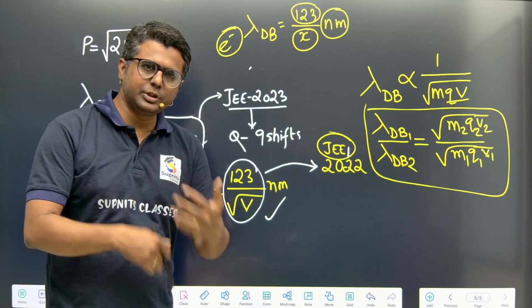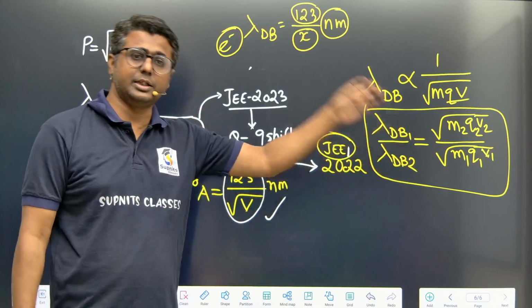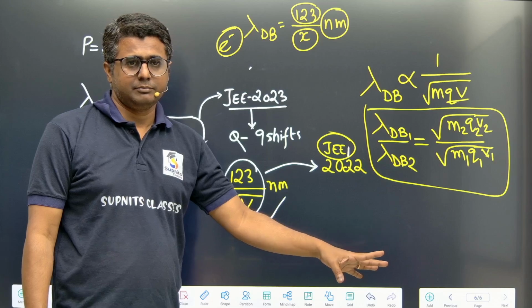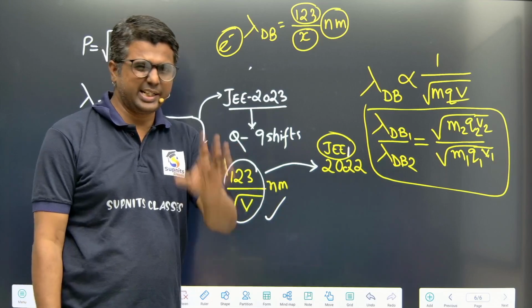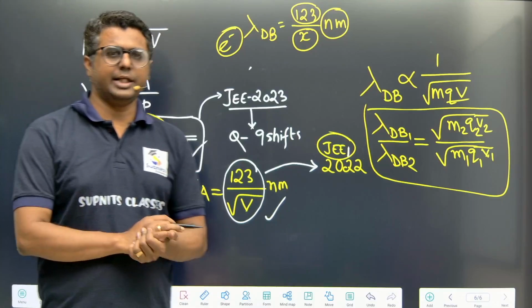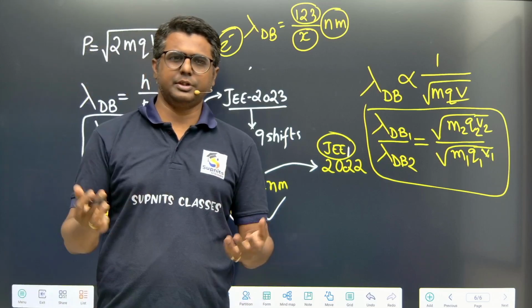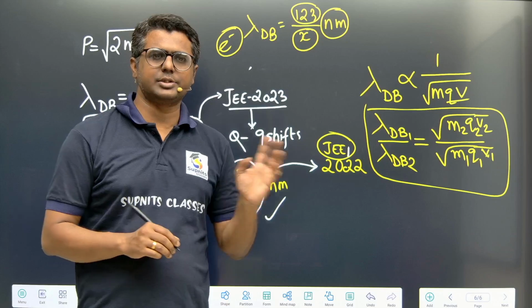So you need to do this time and time again. You need to solve a lot of numericals because this kind of numericals will come and you need to do them in 10 seconds, maximum 10 seconds, not more than that. So with that I end today's class for de Broglie equations, and we are going to take some important numericals on this in our next class.